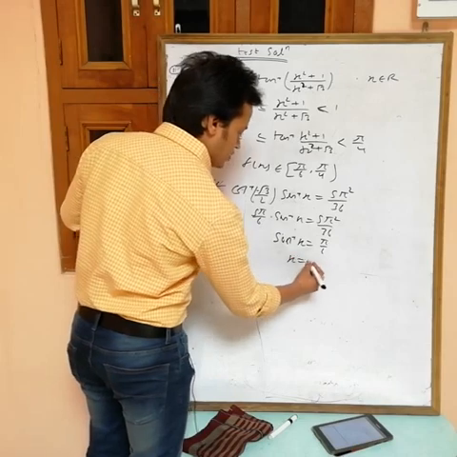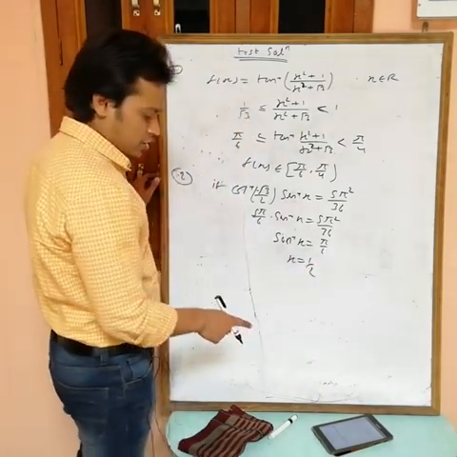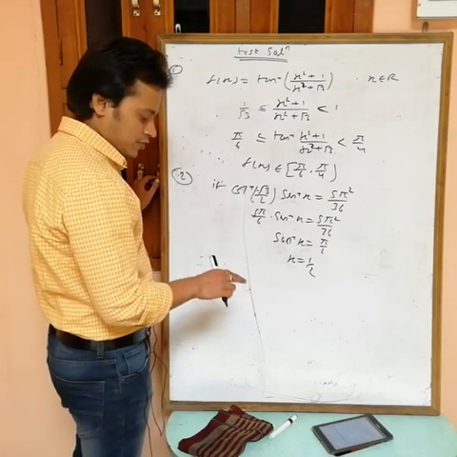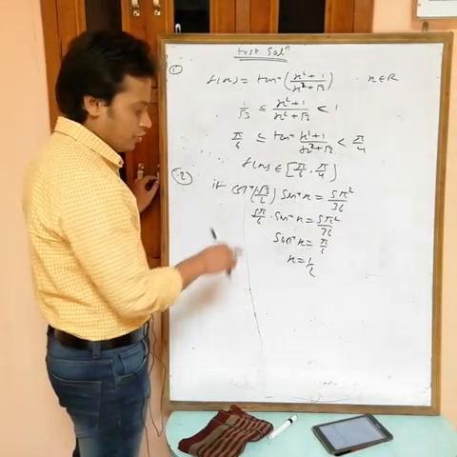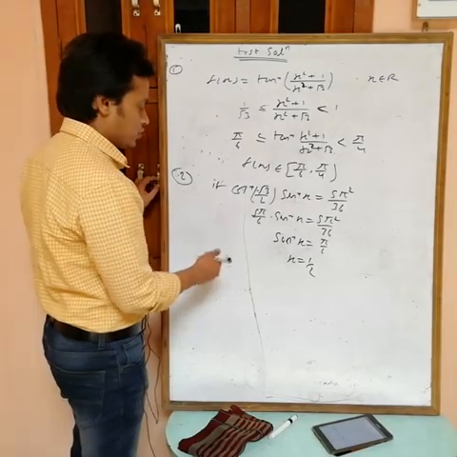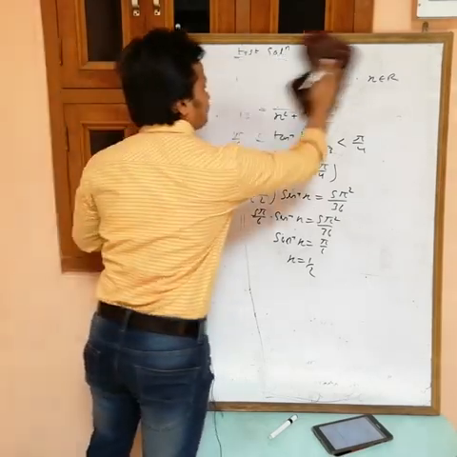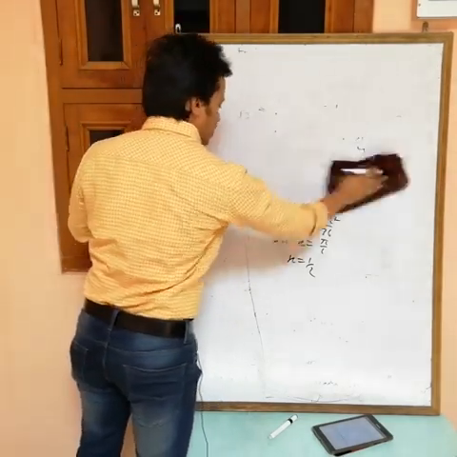Then x equals 1 by 2, and 1 by 2 satisfies the first interval. In the first option it is given x from 0 to 1 by √2. Obviously this one is greater than 0 but less than 1 by √2, so the first one is correct. Okay, question number 2 is done now. Now question number 3.